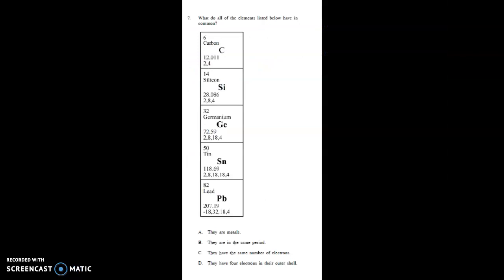Question 7. What do all of the elements listed below have in common? A. They are metals. B. They are in the same period. C. They have the same number of electrons. Or D. They have 4 electrons in their outer shell.